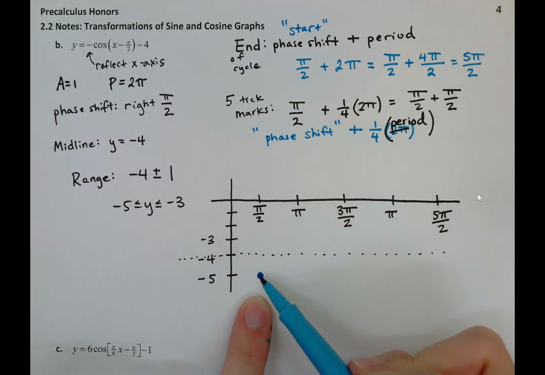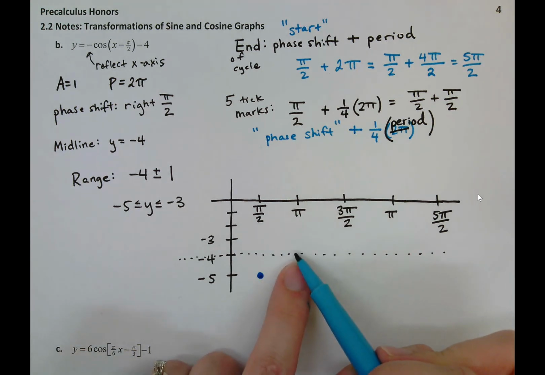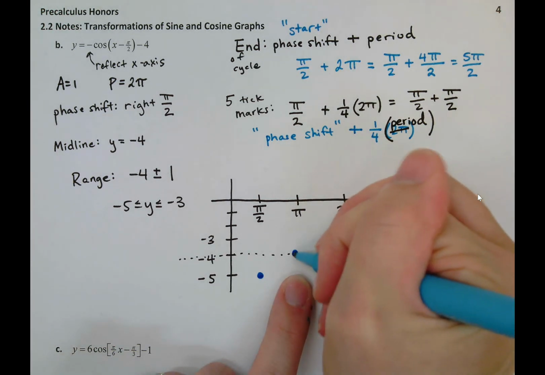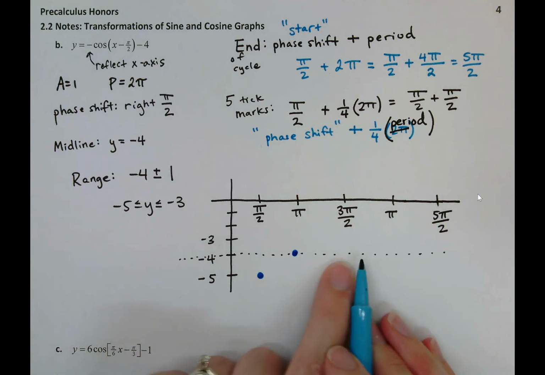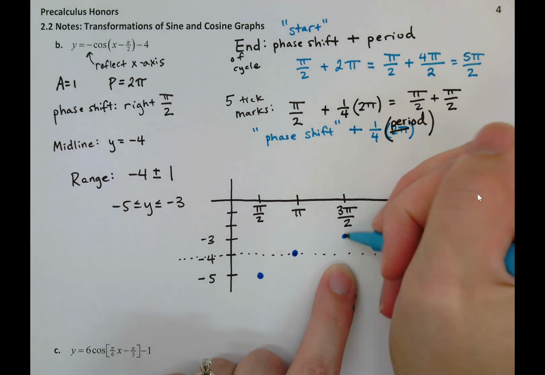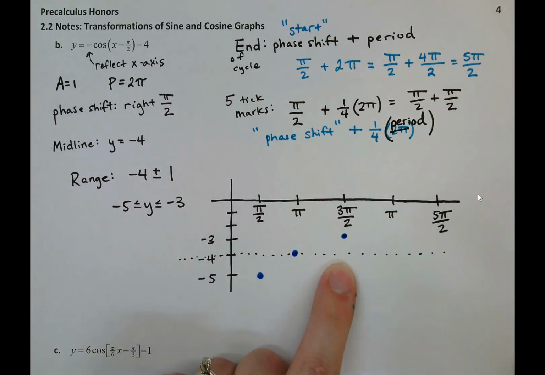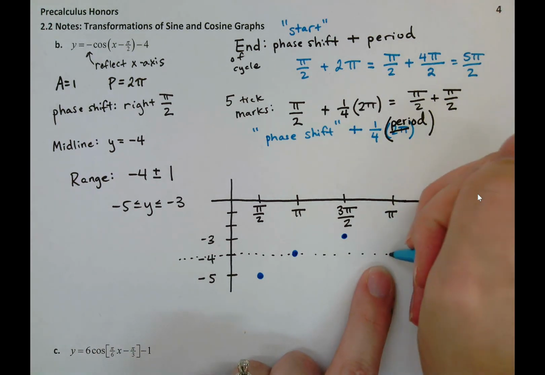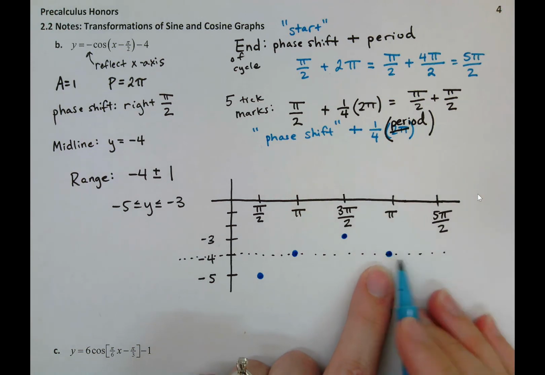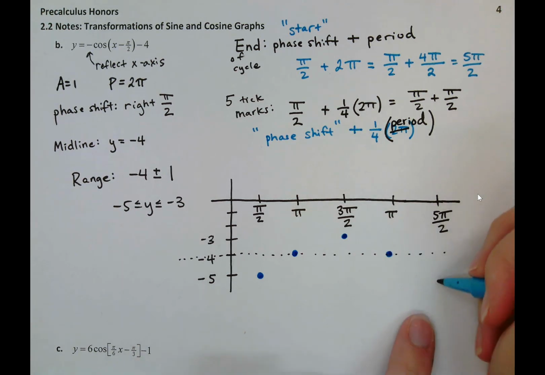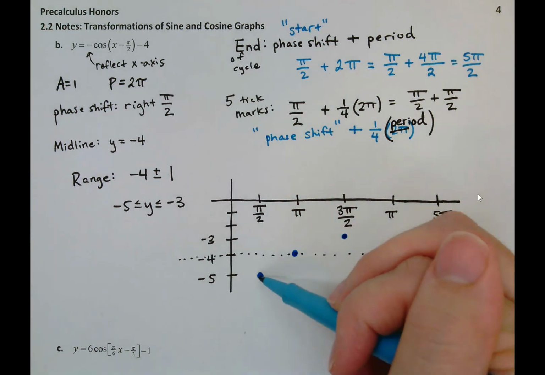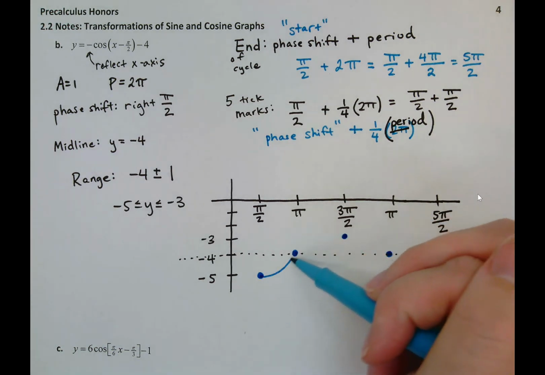Okay. Then we're going to come up to the midline at the next tick mark. So the next tick mark's pi, and we're going to be at the midline. The next tick mark, and we're going to be going up to the opposite side of the amplitude. Moving along, my next tick mark, I'm at the midline. And then my final tick mark, I'll be back where I started at that -5, that negative side of the amplitude. Okay, so that's how you get it, and then we're just going to graph cosine. So it's going to look like this.